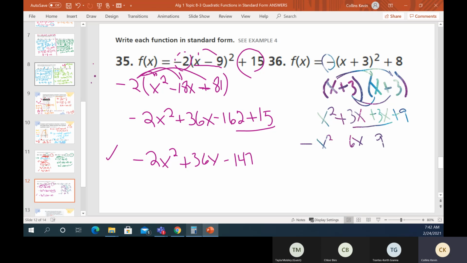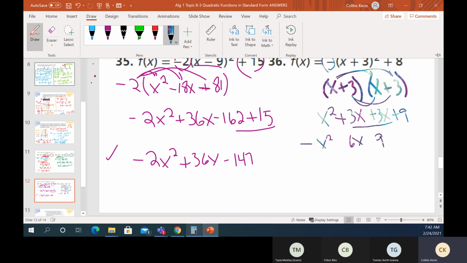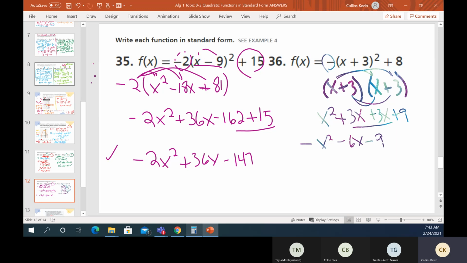There we go. So we're just going to change the signs on those two guys. So to a minus and to a minus. And then finally we have plus 8. So we go minus x squared, minus 6x. And then minus 9 plus 8 is just minus 1. So that's our guy.